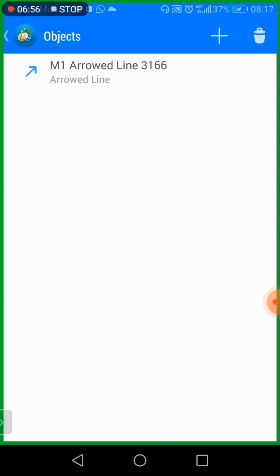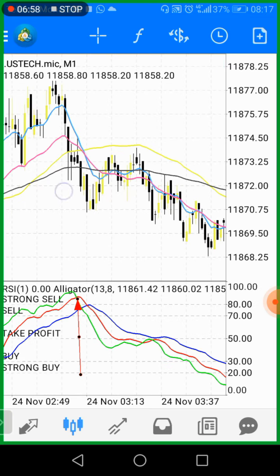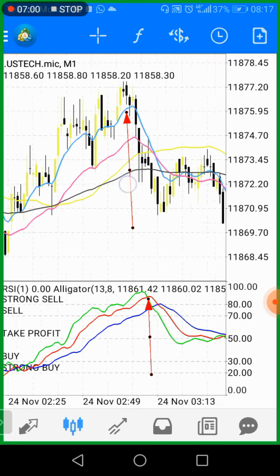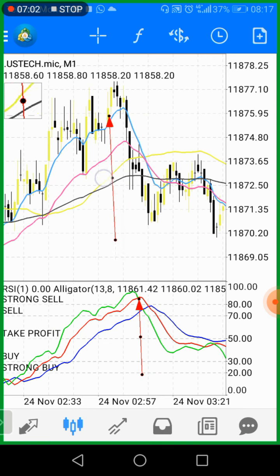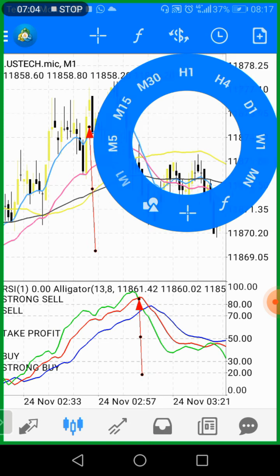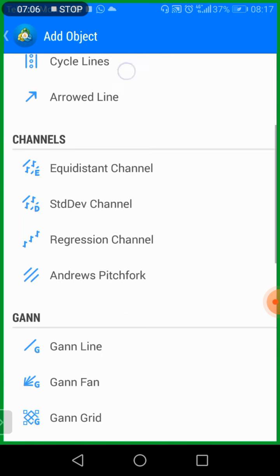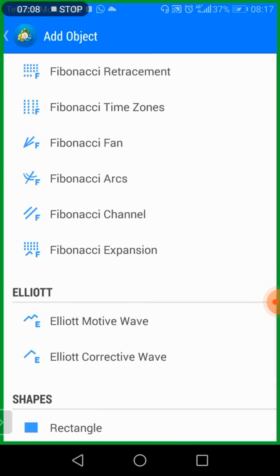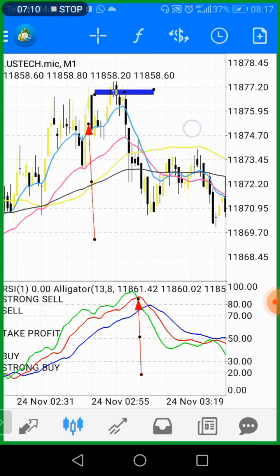So what do we have here on our chart? We have a triple top, guys. Check, we have a triple top. So when we have a triple top, what do we have? It's a reversal pattern. You can take your first entry.